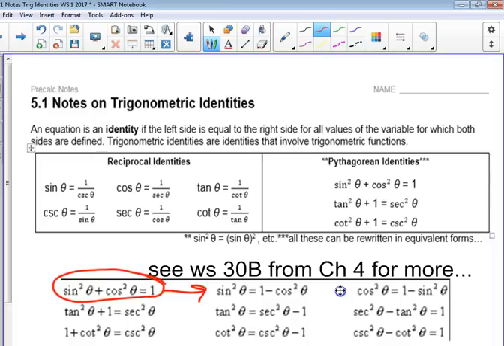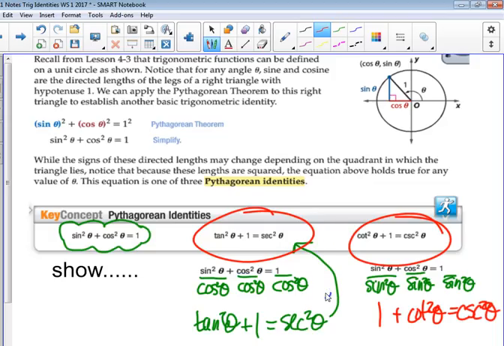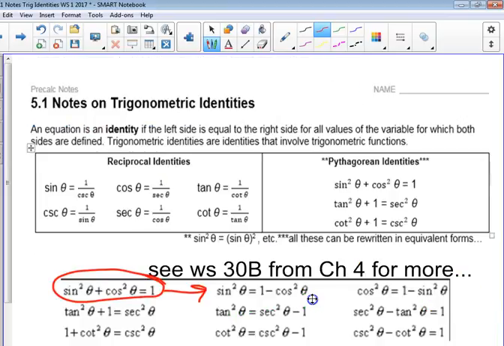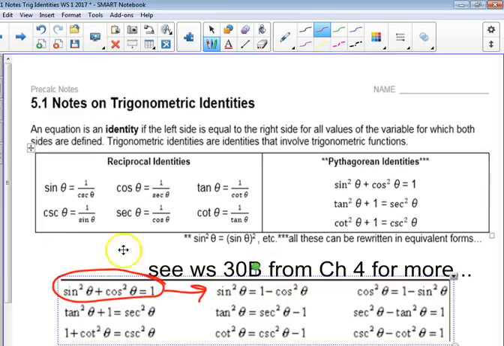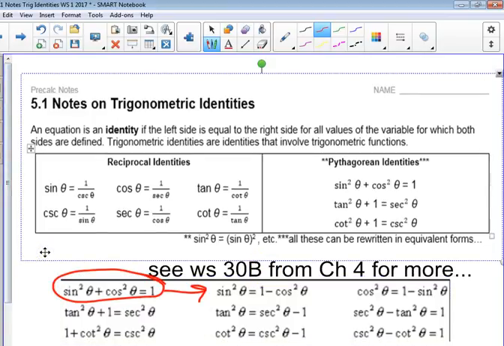where are the Pythagorean identities on here? Oh, okay, the top. There's only one form written for each one on the blue sheet, right? This basic definition here that's in the key concept box. But on the worksheet 30, there's all kinds of them. They're including the factored forms.